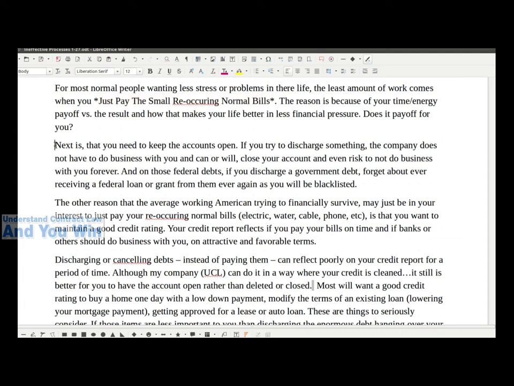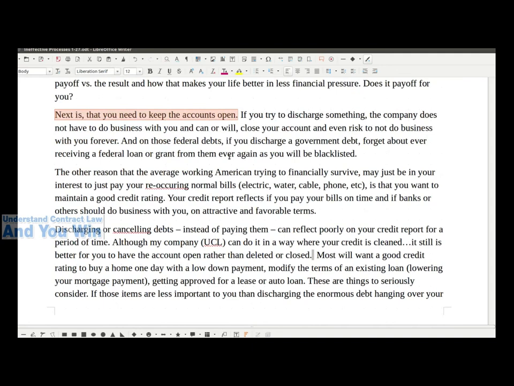So, if you want to be in good standing with the companies, you want to pay them for their services. If you try to discharge something, the company does not have to do business with you, or can and will close your account and even risk not doing business with you forever, potentially. On the federal debts, if you discharge a government debt, forget about ever receiving a federal loan or a grant from them ever again, as you will be blacklisted, although a lot of people don't really care about that anyway, and that's fine.